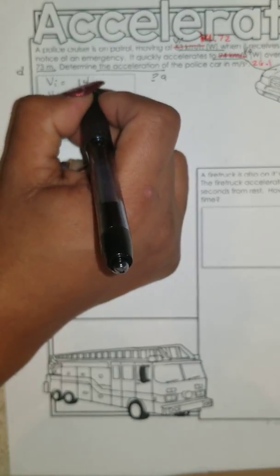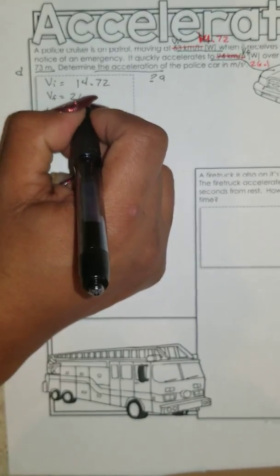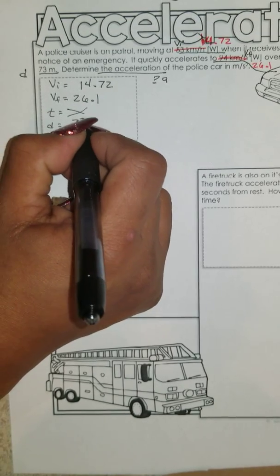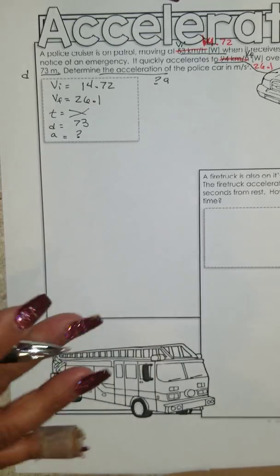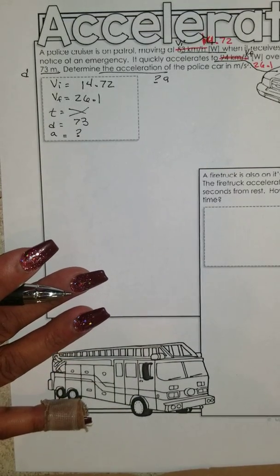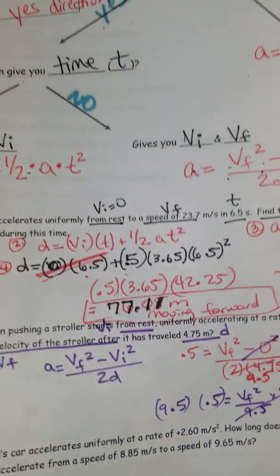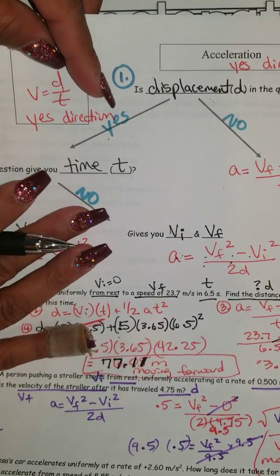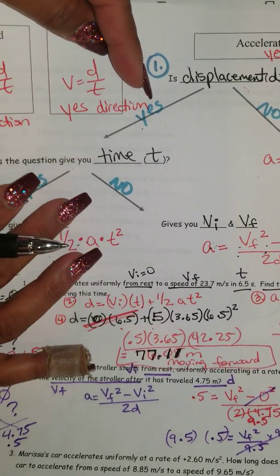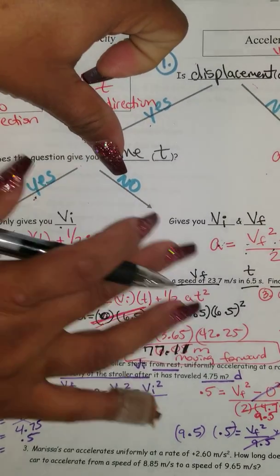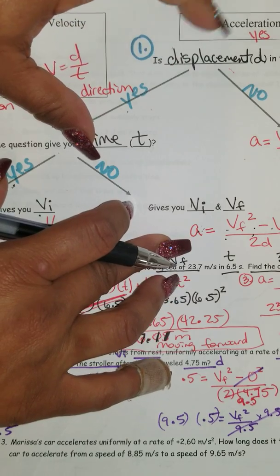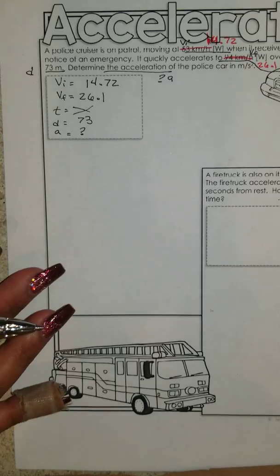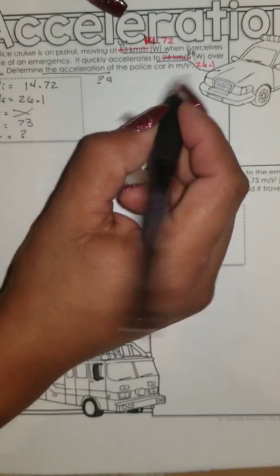VI is 14.72, VF is 26.1. T, never even given. D is 73. A is the question mark. Before I go any further, I'm going to go back to my notes and look at the flow chart. Was displacement or distance ever utilized or talked about? Yes, it was. Was time ever discussed or talked about? No, it was not. This is the equation you're going to use. And guess what? You need a VI and a VF. They gave me both of those values, so we are looking good.